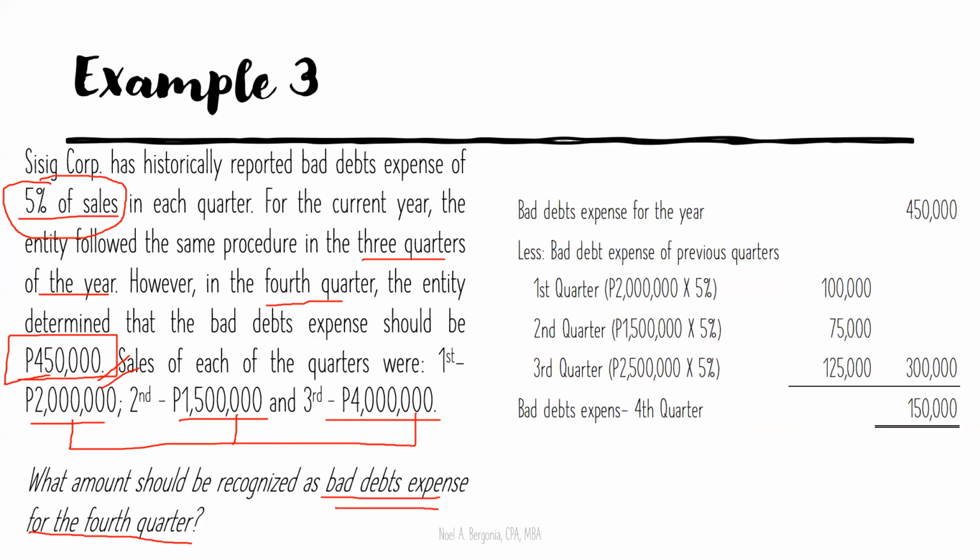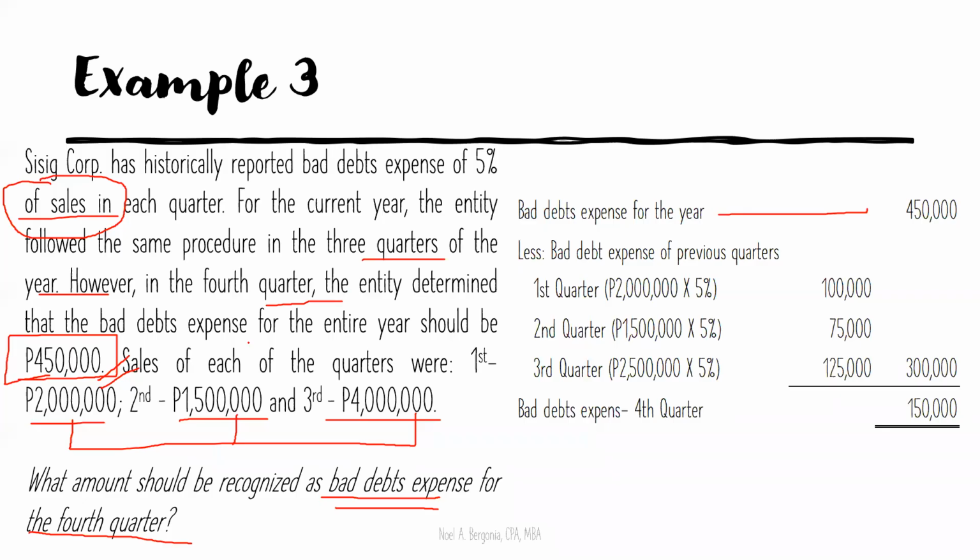So here's our computation. The bad debts expense for the year was determined to be 450,000. Sorry, I forgot to emphasize that this 450,000 is for the entire year. I think I deleted it earlier, so don't be surprised that it changed. It should be for the entire year, 450,000. So the bad debts expense for the year is 450,000, and then we deduct what was recognized in the first three quarters.